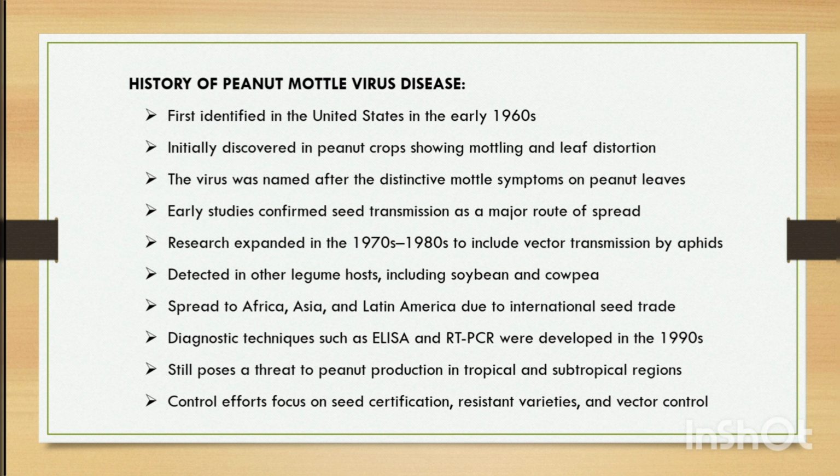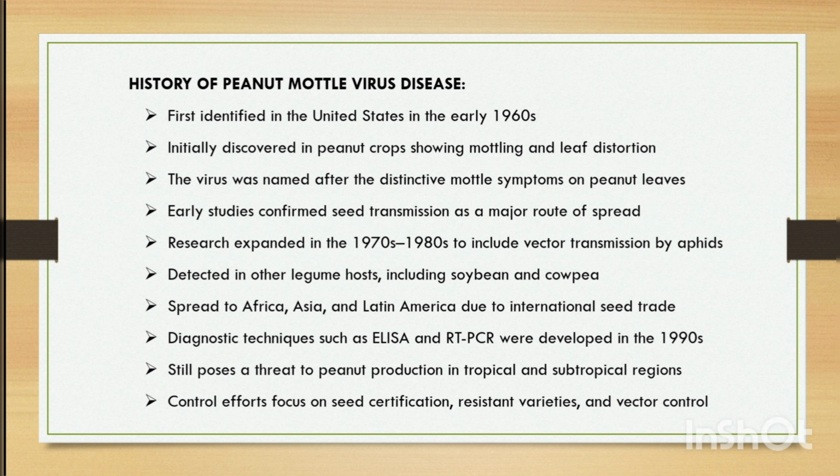History of peanut mottle virus disease. First identified in the United States in the early 1960s. Initially discovered in peanut crops showing mottling and leaf distortion. The virus was named after the distinctive mottle symptoms on peanut leaves. Early studies confirmed seed transmission as a major route of spread.